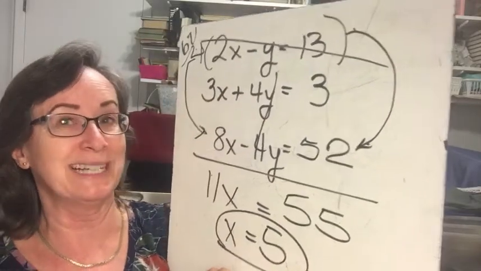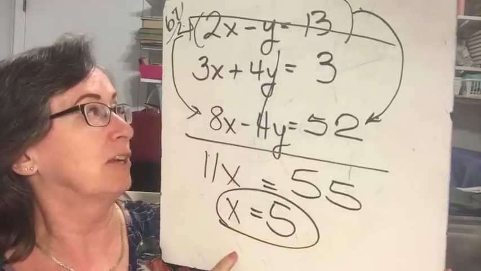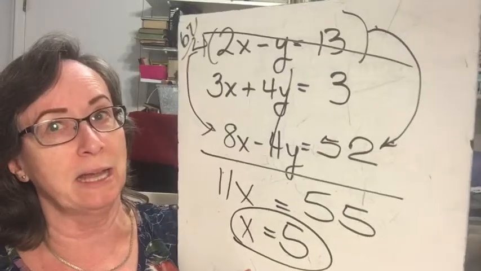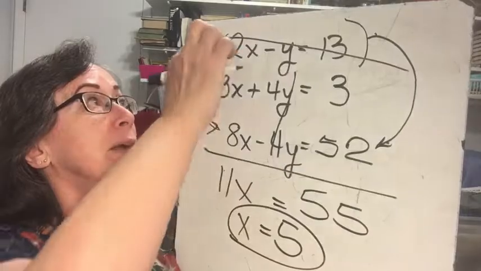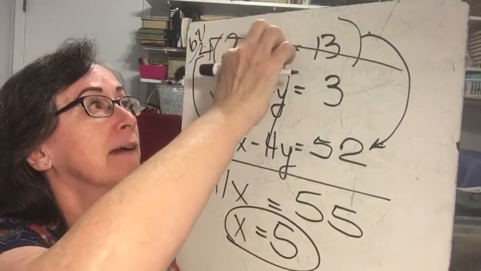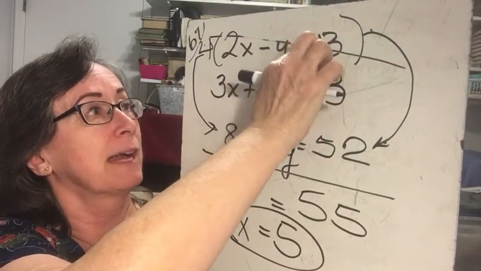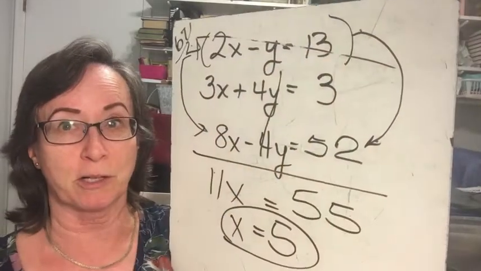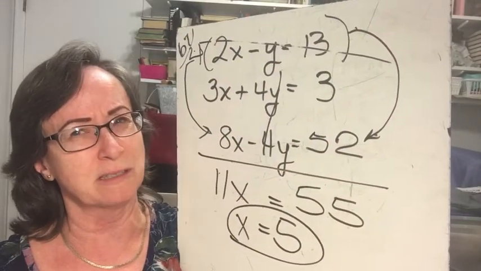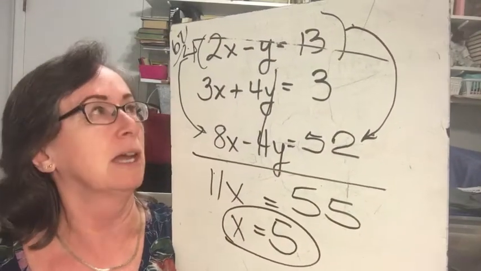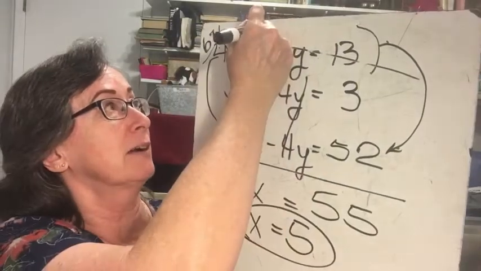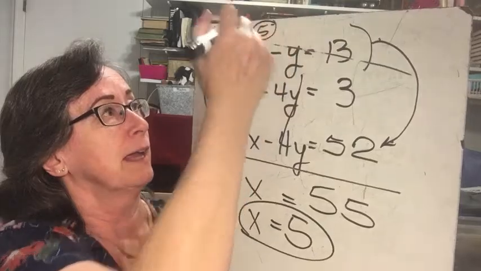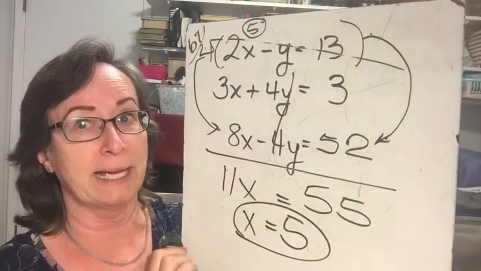Now, we're going to take that 5 and go back up into one of the original equations. So, I'm going to bring this guy back. Okay, because it's always easier to work with the original equation, most often. Sometimes if it has fractions, I might skip that step. But we're going to put the 5 right here, and we're going to figure out what the y is that goes with it.